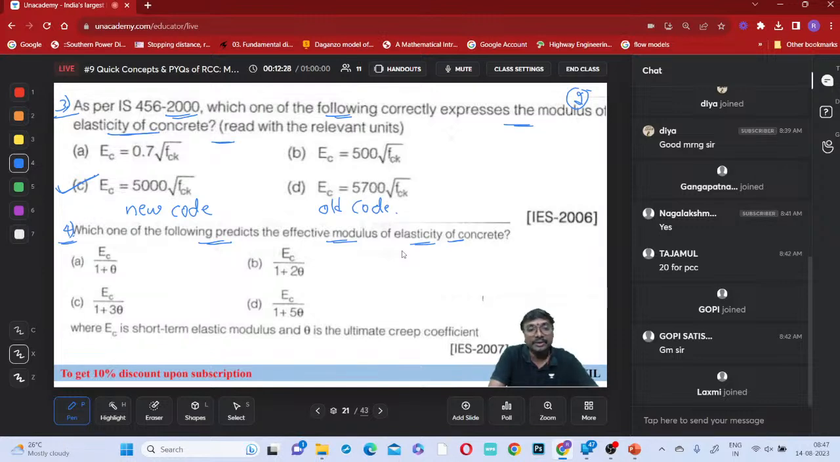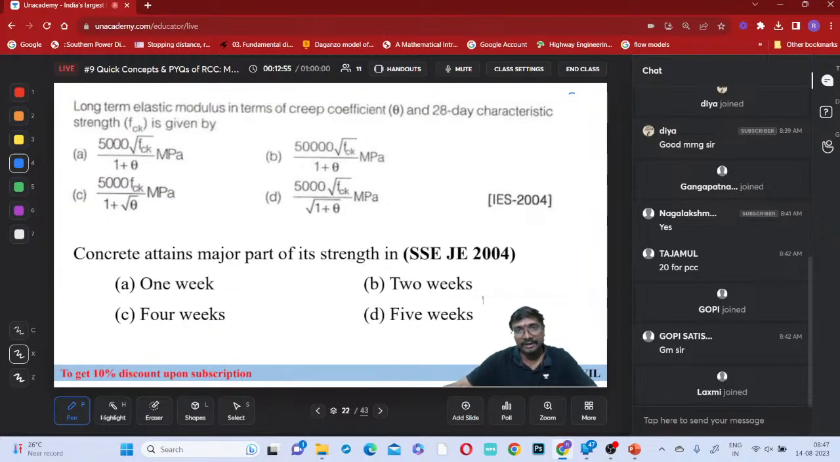What is it that you are having, if you just observe? Long term effect, creep and shrinkage effect. Whenever you are considering this long term effect, which one will be the answer? Ec by 1 plus theta, right? Ec by 1 plus theta you are having. Yes, now is it clear? So shall I move to the next?